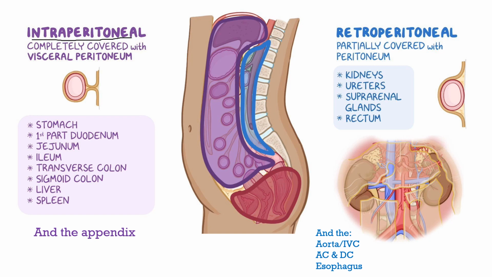The retroperitoneum is going to be something different. Retro is behind. So it's in the back part, which is the posterior portion, anterior to the spine. It includes the kidneys and the ureters, the suprarenal glands, which are called the adrenal glands, and the rectum. It also includes the aorta, the IVC, the descending and the ascending colon, and then the esophagus.